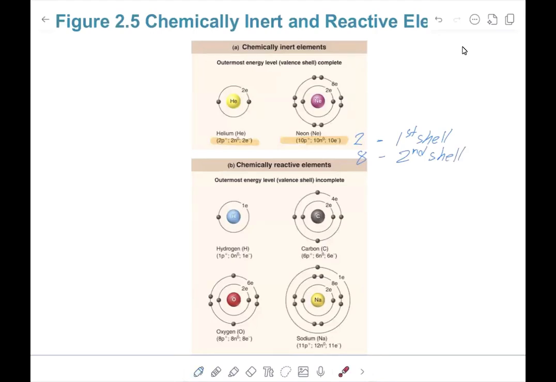Some of the chemically reactive ones are ones that do not meet a full valence. And you can see the outermost is the valence. We have 1 for hydrogen. We have 4 for carbon. We have 6 for oxygen. And we have 1 for sodium. Again, since they're all less than a full octet, that means that they're either going to become an ion by themselves, or they're going to bond with each other. And on the next video, we're going to start talking about bonding.